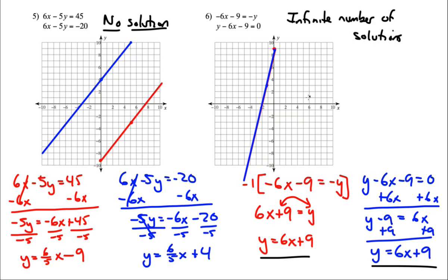And what those infinite number of solutions are, they're all the points on this line, going down and down forever and going up and up forever. Right? There's an infinite number of solutions. All the points on this line, since the red line and the blue line are the same thing, then all the points on the line solve both equations.